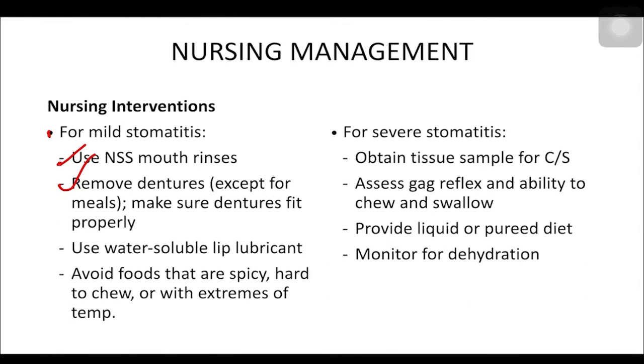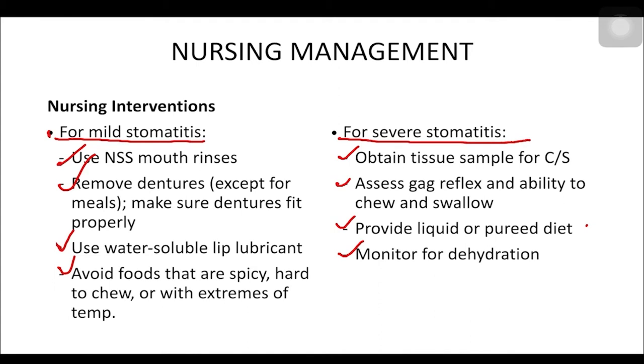Use water-soluble lip lubricants. Avoid foods that are spicy, hard to chew, and of extreme temperature. That's preserving your oral cavity. That's for your mild stomatitis. And for your severe stomatitis or your mga singaw na sobra-sobra, obtain tissue sample for CS, assess gag reflex, ability to chew and swallow, provide liquid or puree diet. This one is assisting your nutritional intake, and monitor for dehydration. Kasi yun nga, it's severe stomatitis. Pag umiinom or kumakain, masakit or nasasaktan. That's why you have to monitor the hydration status and assist in nutrition intake for severe stomatitis.